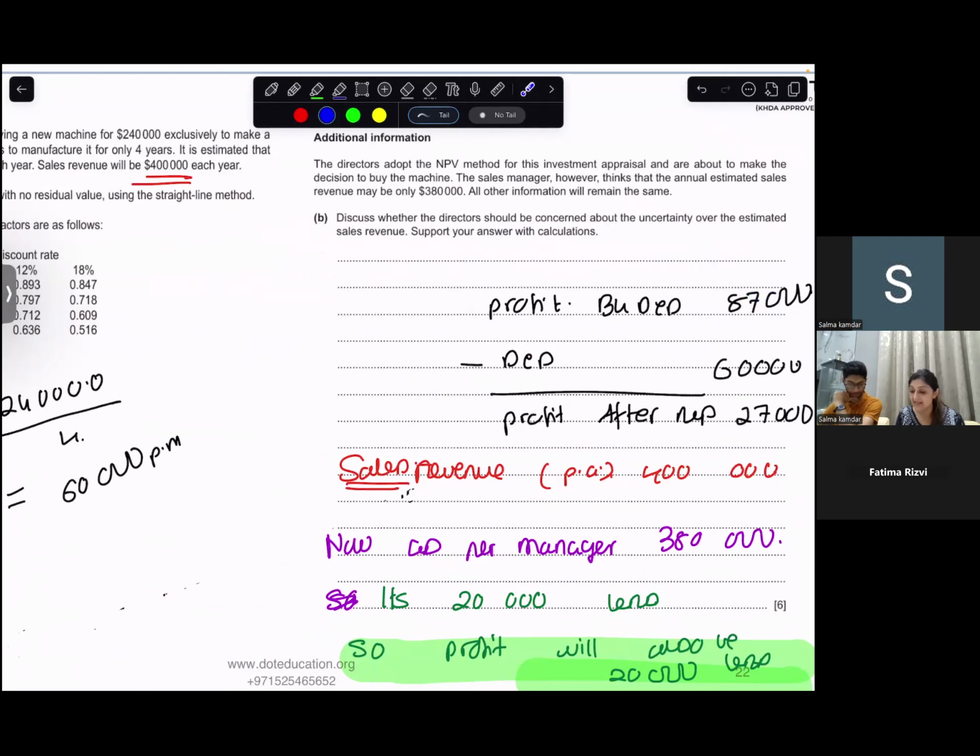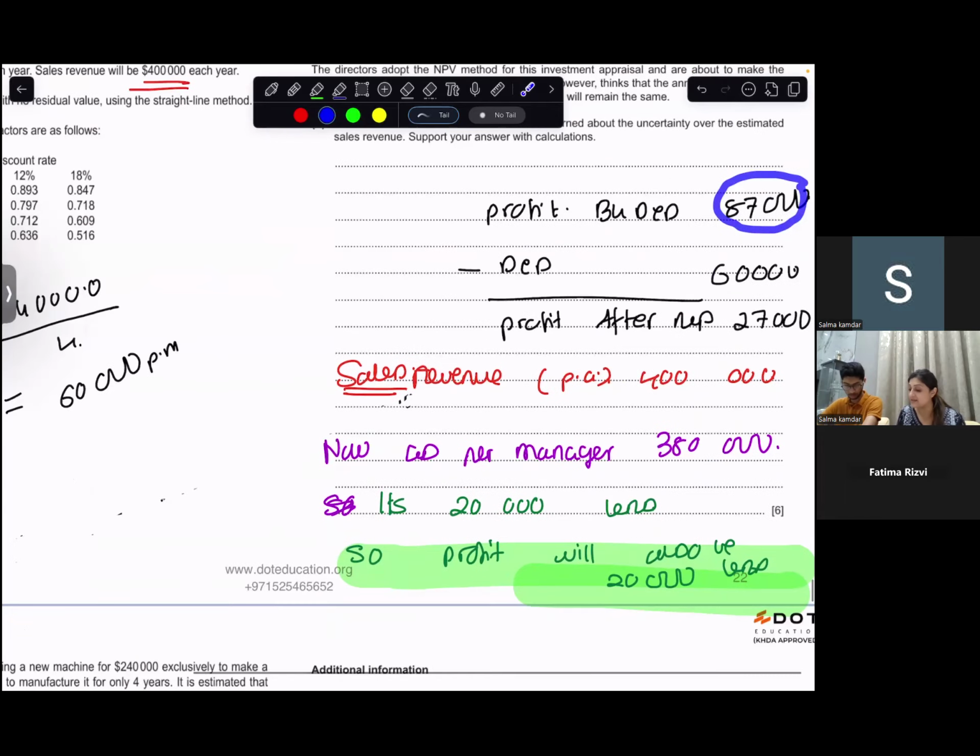Now the previous information was that the sales revenue is 400,000. But the additional information says that the manager thinks the sales revenue will be 380,000, and they want to do an investment appraisal based on the NPV. So before, we thought our cash inflow would be 87,000. But now the sales are going to be 20,000 less, so our new cash inflow would be 20,000 less.